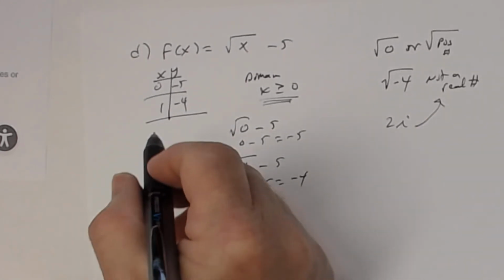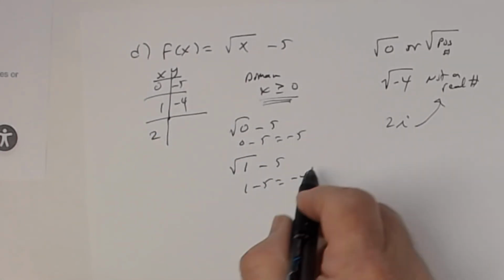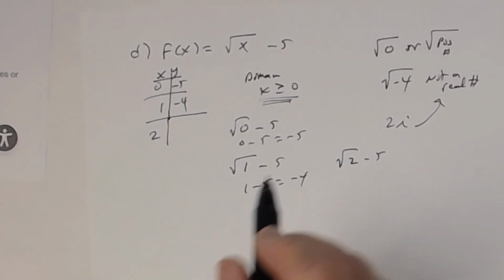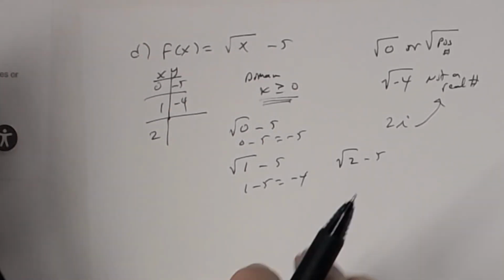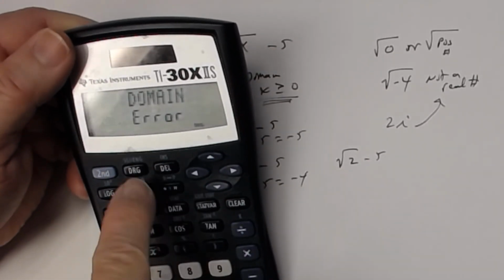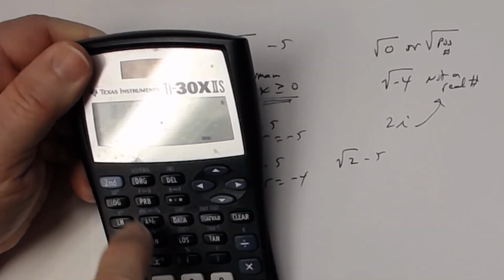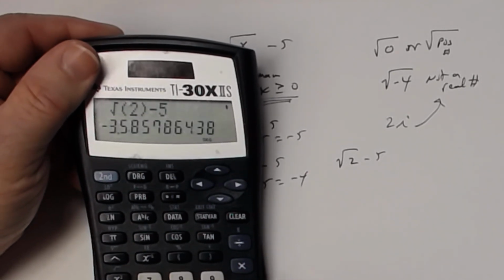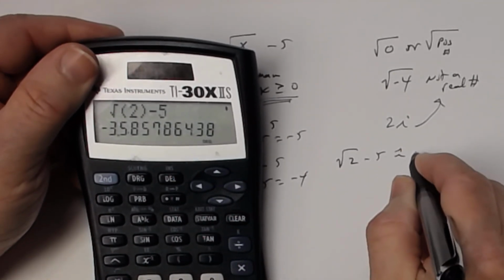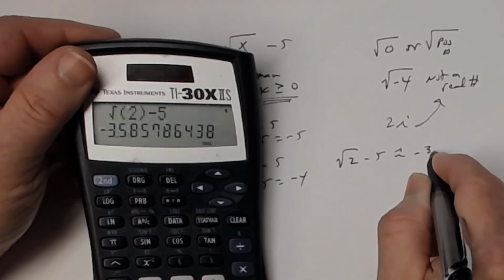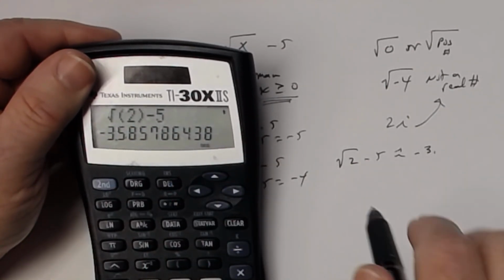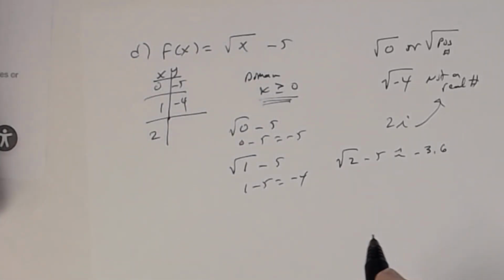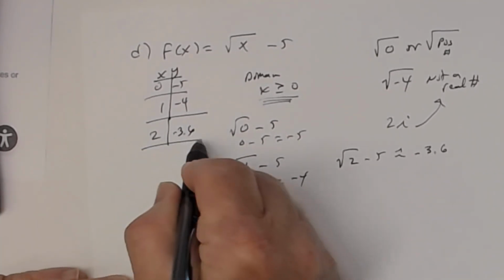And when x is, let's say, 2, I get the square root of 2 minus 5. Now, you've got to be a little bit careful here because 2 is not a perfect square. So that's going to be an irrational number. So let's just estimate this. I have the square root of 2 minus 5, and that's approximately equal to negative 3.6. Okay? Negative 3.6.